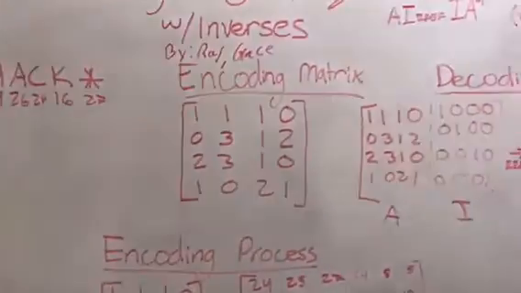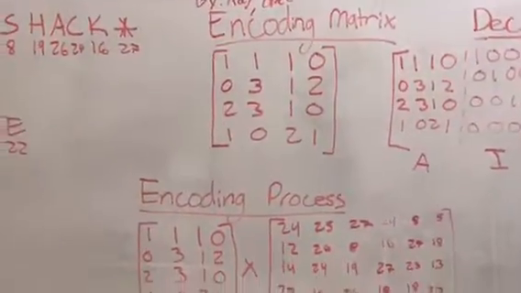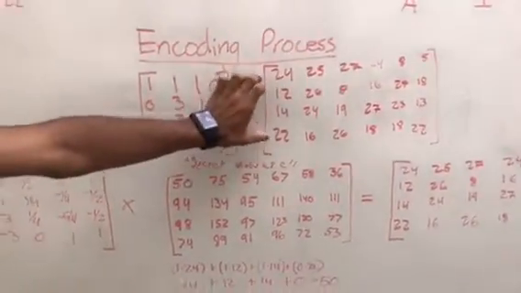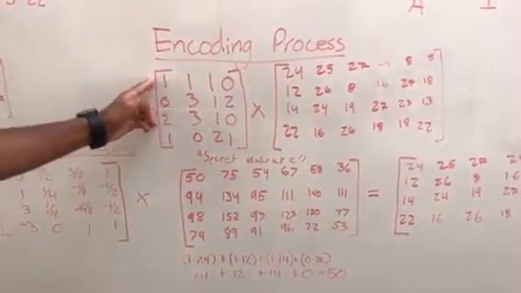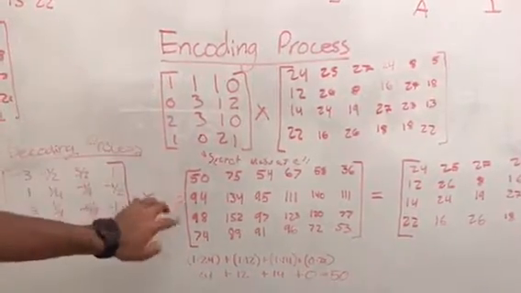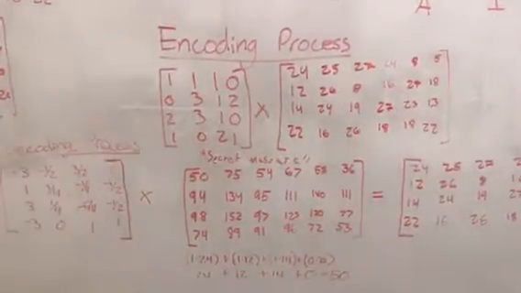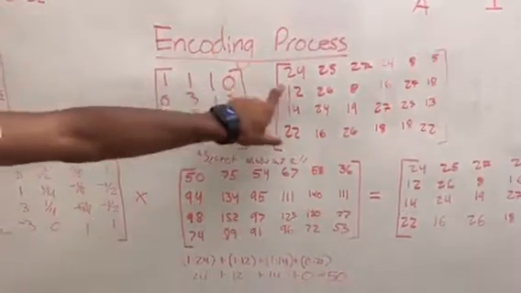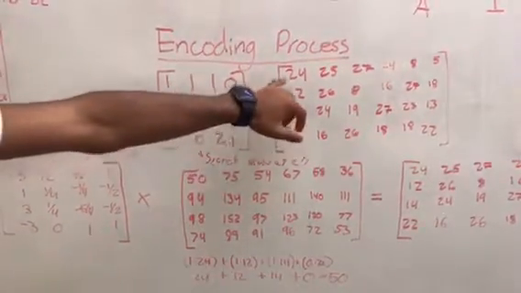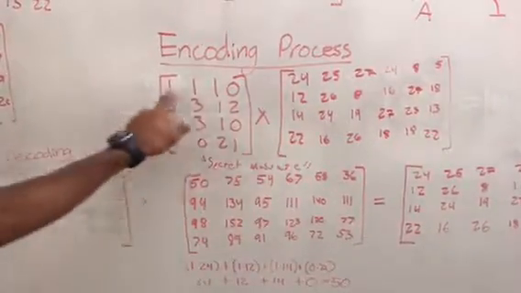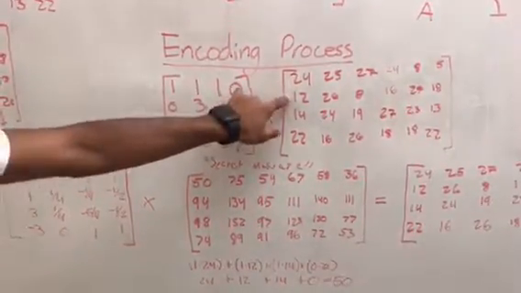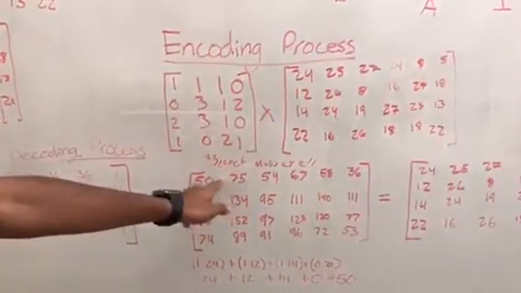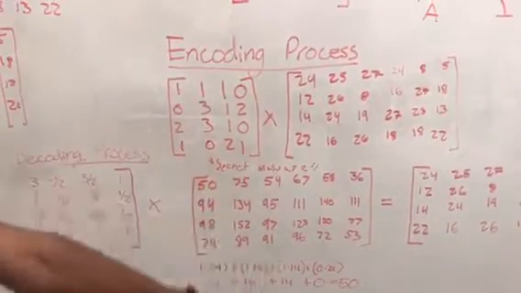So then the next step is to encode it. The way you do that is you just multiply your message matrix with your encoding matrix. So then you have your secret message matrix. The way you do that is you take the first row, multiply it by the first column to get the first spot. So 1 times 24 plus 1 times 12 plus 1 times 14 plus 0 times 22 gives you 50. So you put that right here. And you have to do that for every single one.